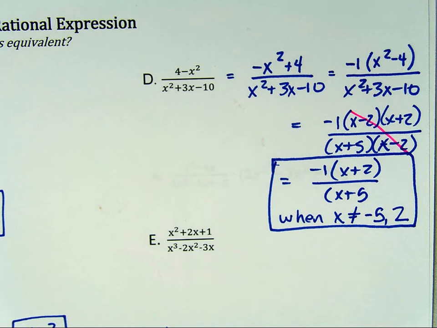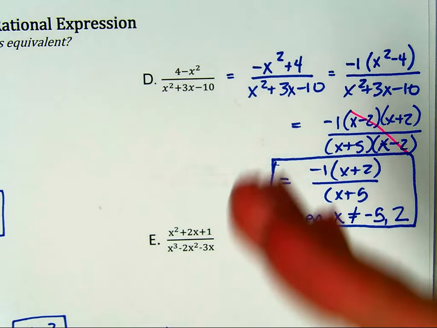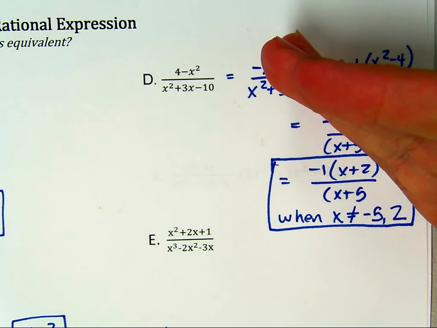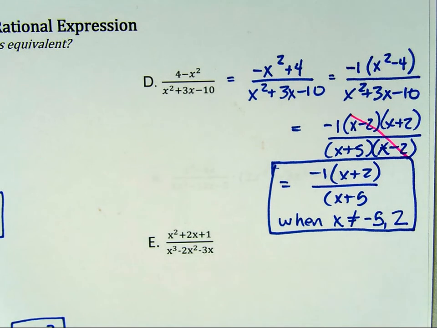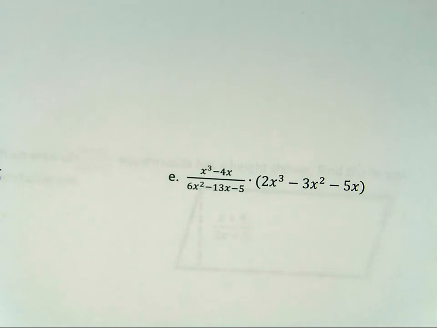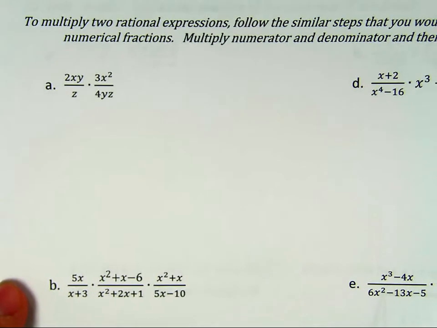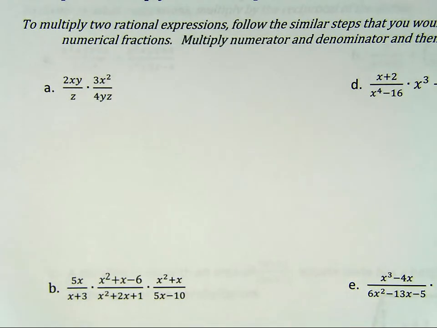If you are good with factoring and recognizing that you cancel out common factors, okay, then the rest of what we're going to be doing is easy as well. So let's go ahead and take a look at, next page, some multiplying. Right? So when we multiply fractions, to multiply two rational expressions, follow similar steps that you would follow multiplying numerical fractions. Multiply the numerator and denominator, and then simplify your fraction.